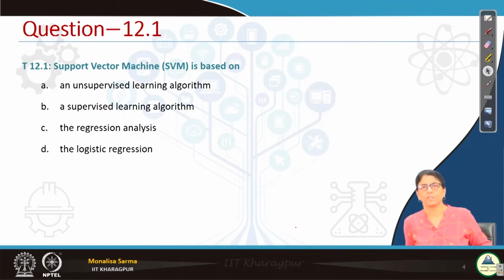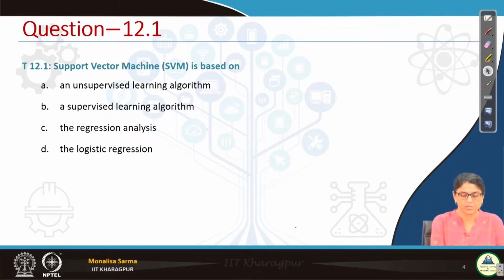These are very easy ones. First: support vector machine is based on what? A supervised learning algorithm, an unsupervised learning algorithm, regression analysis, or logistic analysis. SVM is not based on regression or logistic regression. We have used SVM for classification, and when we use it for classification, our training data has the class label. So the answer to this question is the supervised learning algorithm.